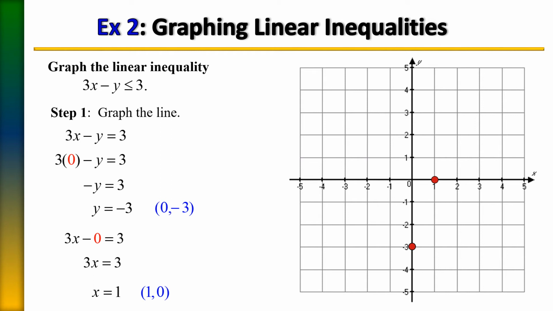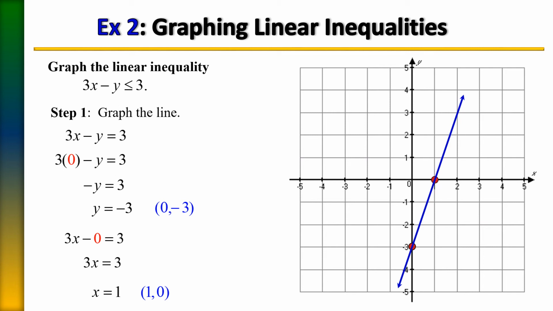And what type of line are we going to sketch? Well, notice we have less than or equal to. Anytime you see that line underneath it, you're going to sketch a solid line. And now that we have our line, we need to determine: are we going to shade the left part of that line or the right part of the line, which is the lower region?